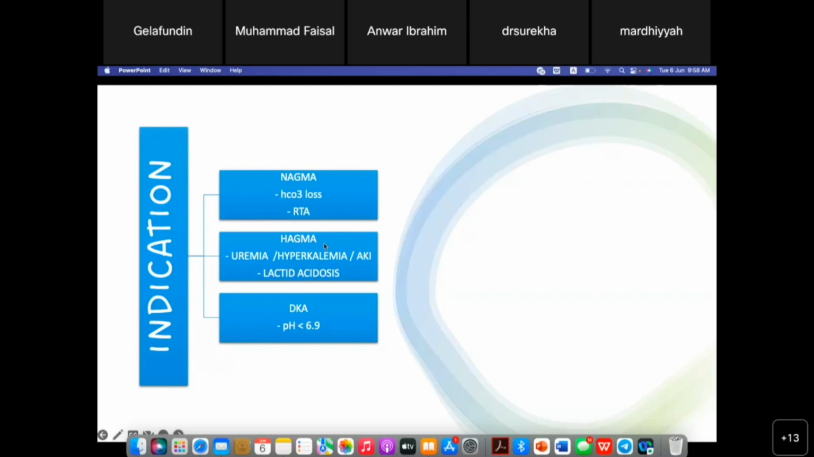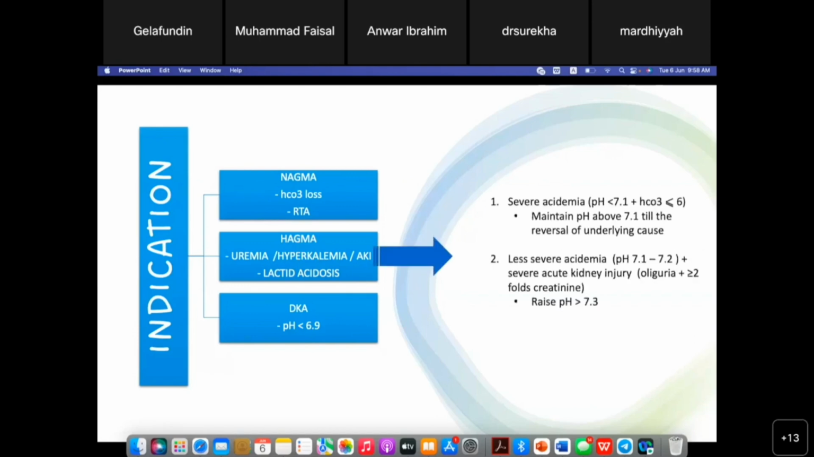And then the third one is actually HAGMA, high anion gap, if the patient is having uremic acidosis with hyperkalemia or lactic acidosis with AKI. So actually there is an article in UpToDate. Basically it talks about the usage of sodium bicarb in patients who have lactic acidosis. So it stated there are basically two.